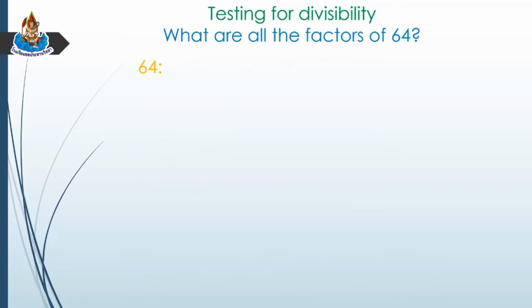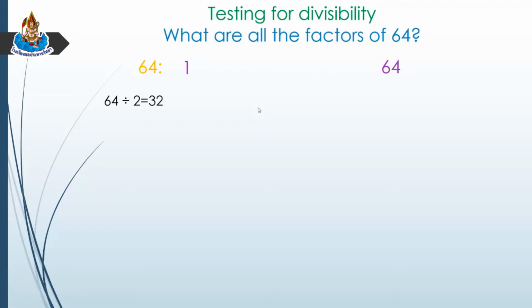Now let's try to find all the factors of number 64. As I told you before, 1 and the number itself are always factors of the number. So we already have two factors, 1 and 64. Now let's do testing for divisibility. As we already have 1, we start dividing from 2.